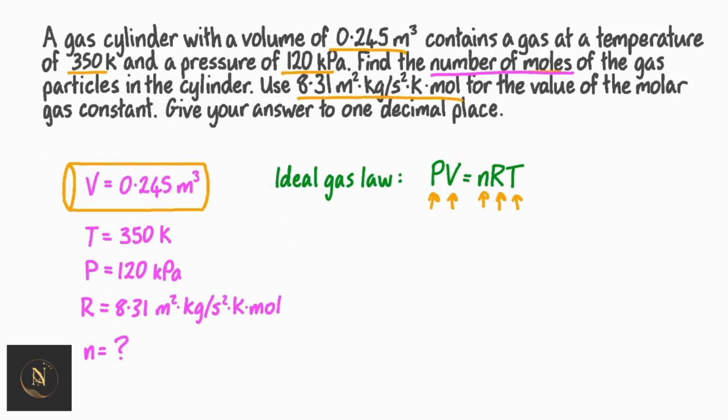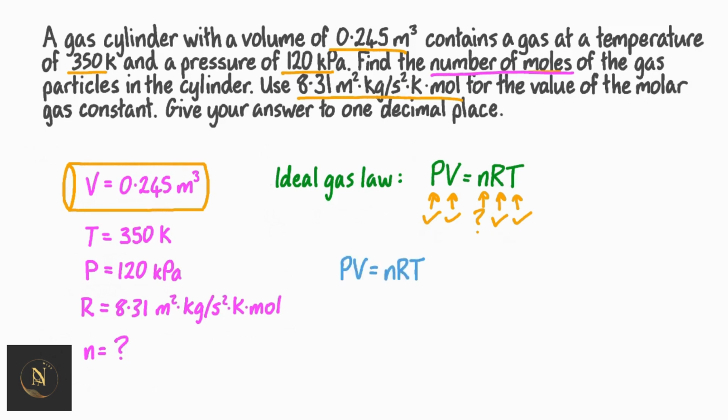Now, in this equation, we know the value of the pressure P and the volume V. We also know the gas temperature T, and we're given a value for the molar gas constant R. We can see then that there's just one unknown quantity in this equation, and that's the number of moles N of the gas, which is what we're asked to find in this question. What this means is that we can rearrange this equation in order to make N the subject, and then if we substitute in our values for P, V, R, and T, we'll be able to calculate the value of N.